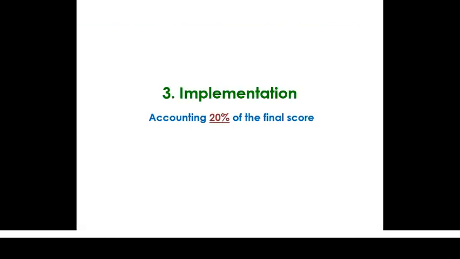Finally, the third evaluation criterion is the implementation, which accounts for 20% of the final score. This is about the quality of the work plan, including the allocation of tasks and resources and project management.